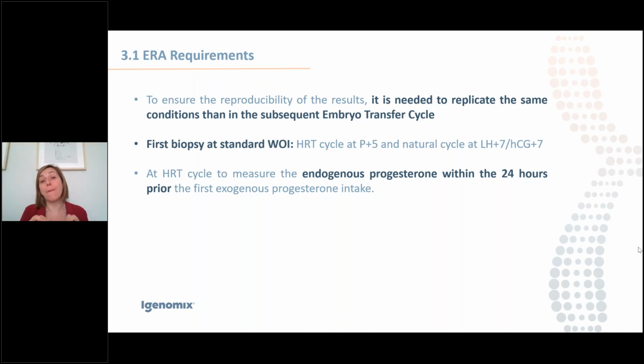But there is not a minimum of endometrial thickness to do the ERA. The only requirement is that this thickness has to be similar between the endometrial biopsy cycle and the transfer cycle.